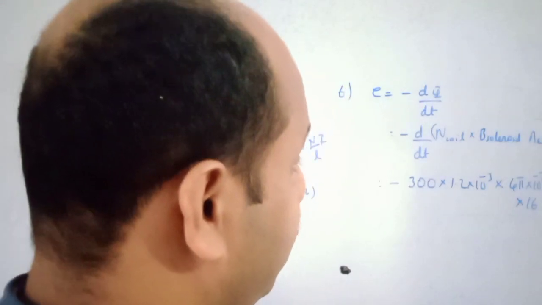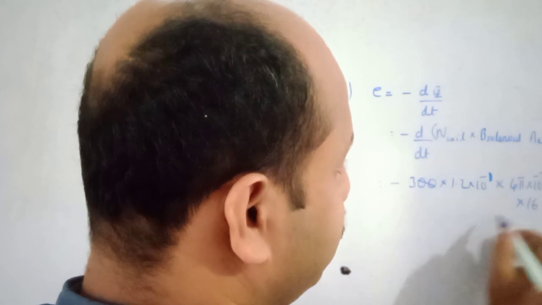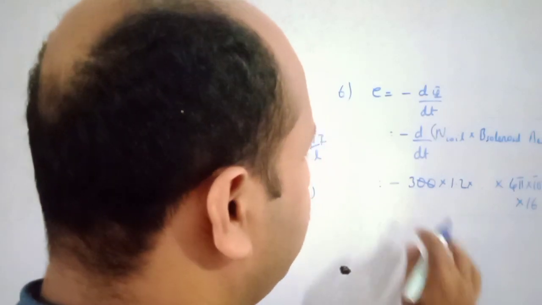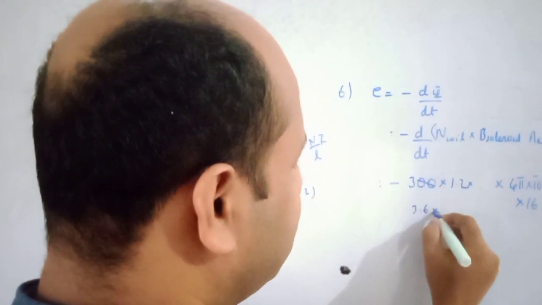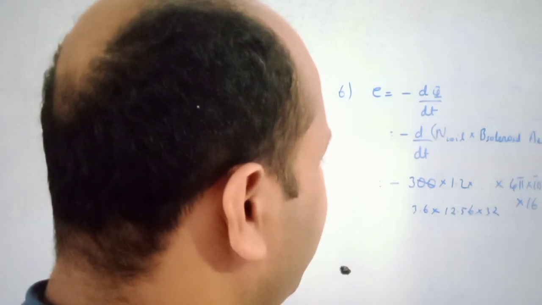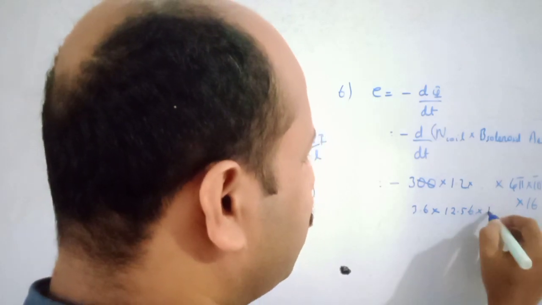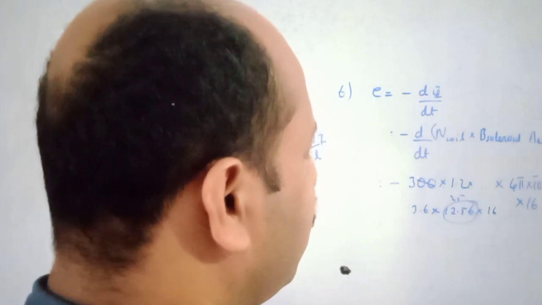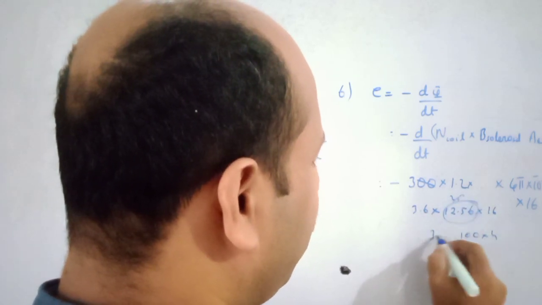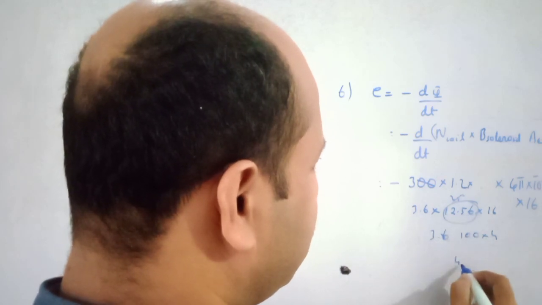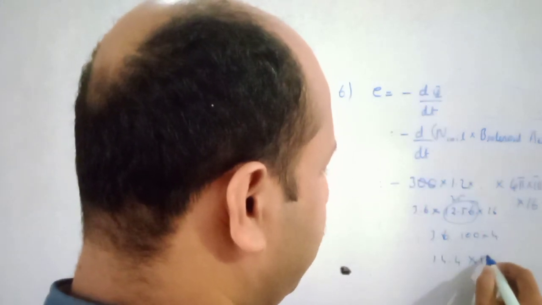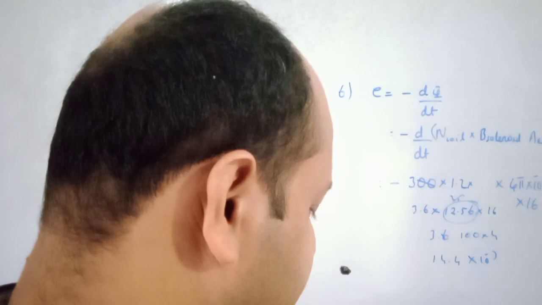Then what will be the answer? It is 300 into 1.2 into 10 raised to minus 3, then 2000, and 4 pi into 10 raised to minus 7. 3 into 1.2 is 3.6. 4 pi is 12.56. 2 into 36 is 32. Or better take this 16 almost equal to 25, right? 4 into 25 is 100. Now 100 into 4 into 3.6 is 14.4 into 10 raised to minus 3.